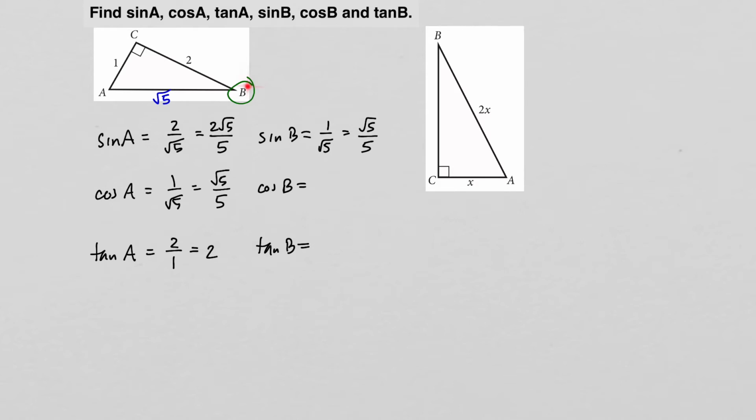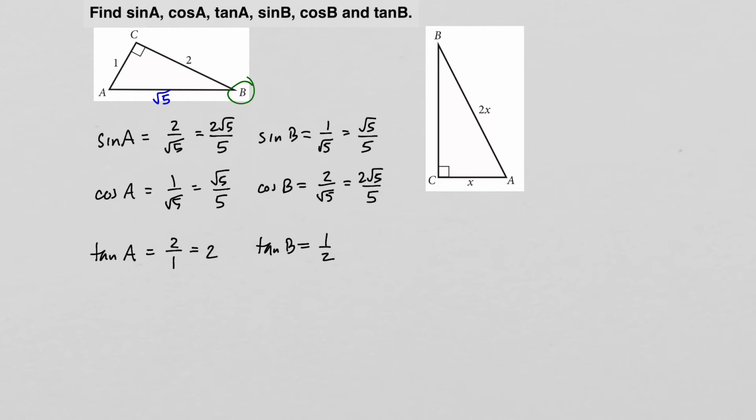The cosine of angle B, we have to take the adjacent side. The adjacent side to angle B is 2, and divide that by the hypotenuse, which is radical 5. And again, you can rationalize the denominator. And finally, the tangent of angle B is the opposite side, which is 1, divided by the adjacent side, which is 2. So the tangent of angle B is 1/2.